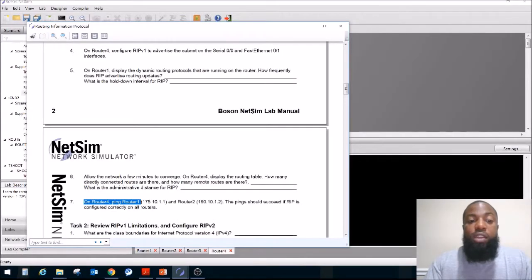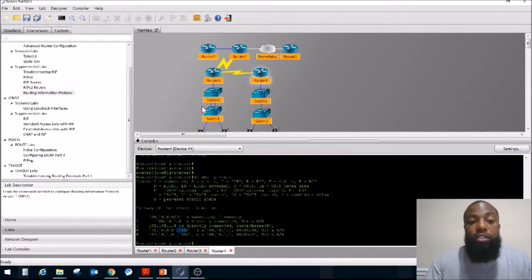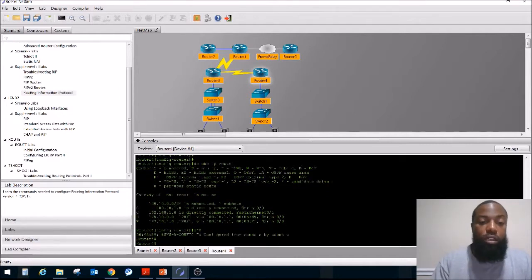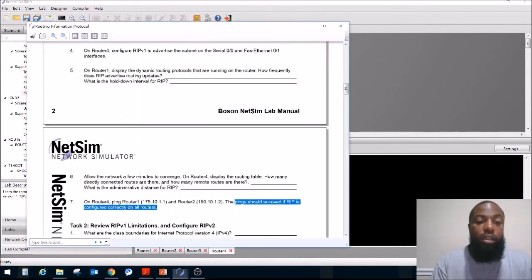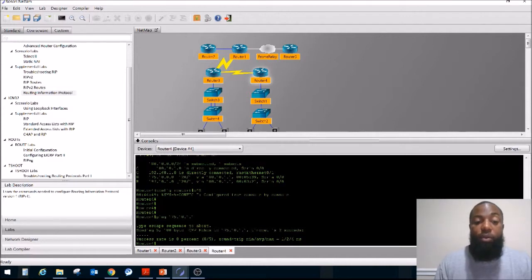On router 4, ping router 1 and router 2. These pings should succeed if RIP is configured correctly on all routers. Let's double check. So let's go to router 4, go to privileged exec mode and ping 175.10.1.1, right? This guy right here. 175.10.1.1. And we did not get a reply. So we did something wrong here.